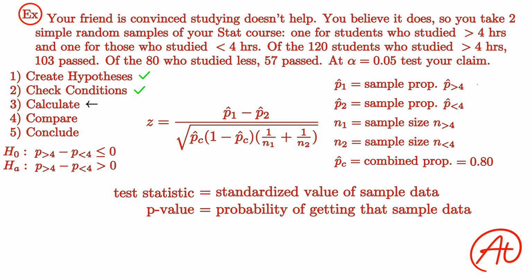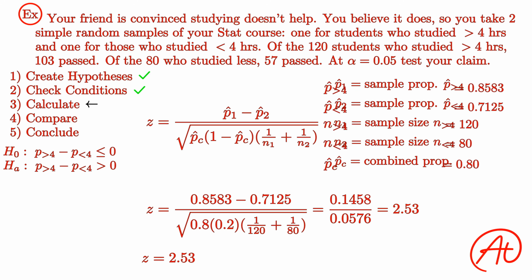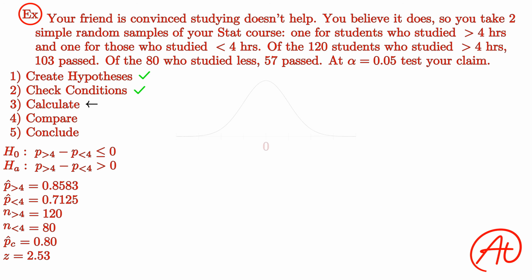P1 hat is then just 103 divided by 120, or 0.8583. P2 hat is 57 divided by 80, or 0.7125. N1 is 120 students, and n2 is 80 students. Plugging this into a calculator, we get that z equals about 2.53. Now that we have all of this calculated, let's add all of this to our distribution.